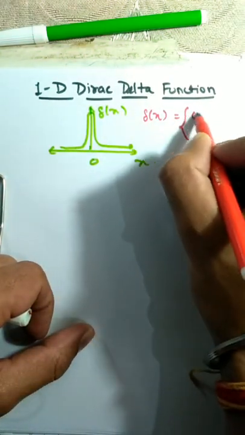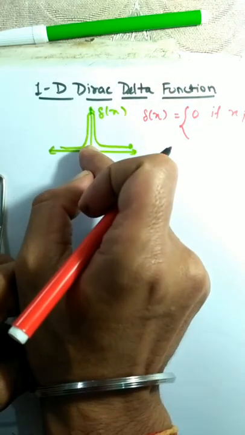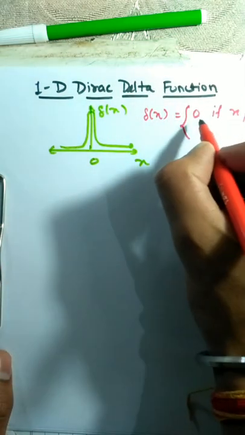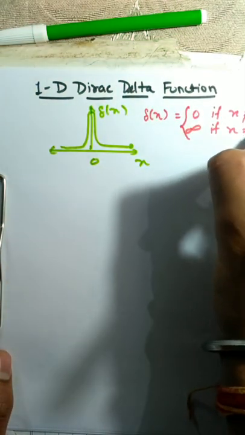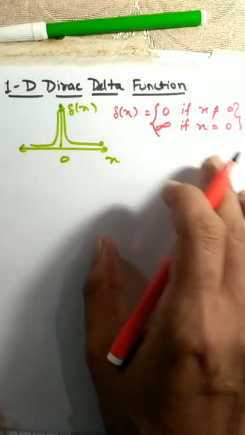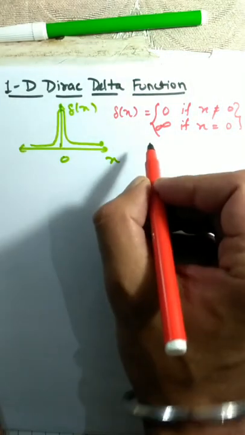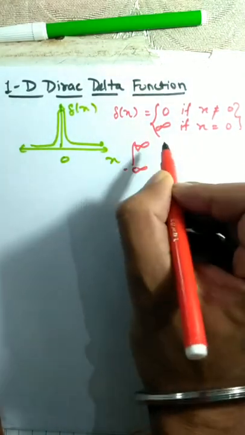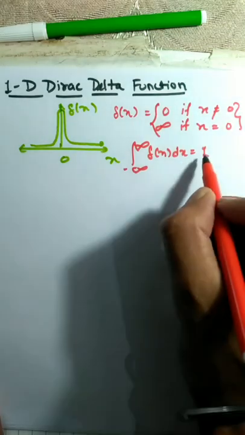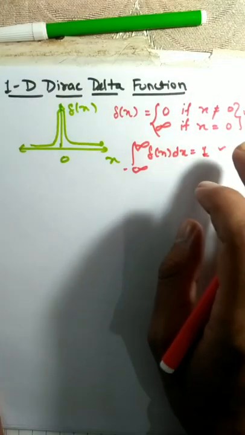It is defined like del x is equal to 0 if x is not equal to 0. Except at the point 0, at all the other places the value of the function will be 0, and it will be infinity if x is equal to 0. And one more property is that the area under the curve is 1, so we can express it like this. Okay, so we saw how the function is defined, and we saw one of its properties.